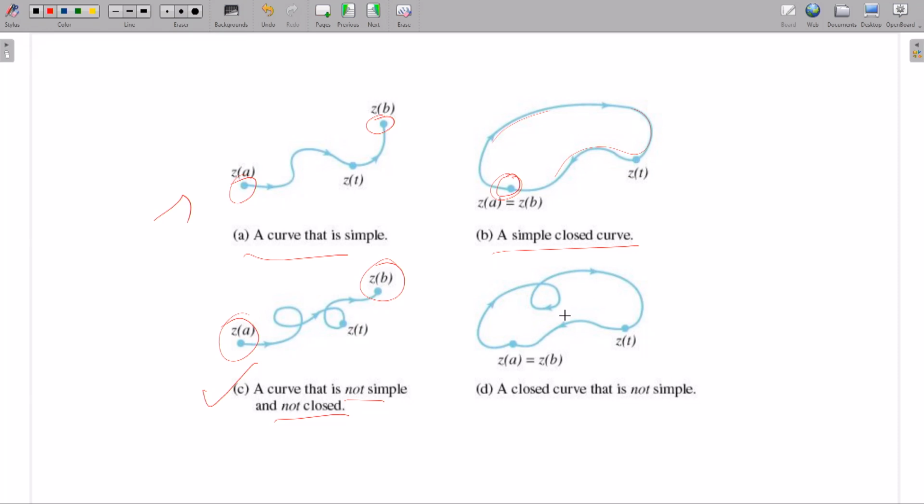And what about this one? Here ZA is equal to ZB, which means it is a closed curve, but there is a crossing. At this point my curve's injectivity breaks, which means my curve is not simple. So it is a closed curve, but it is not simple.